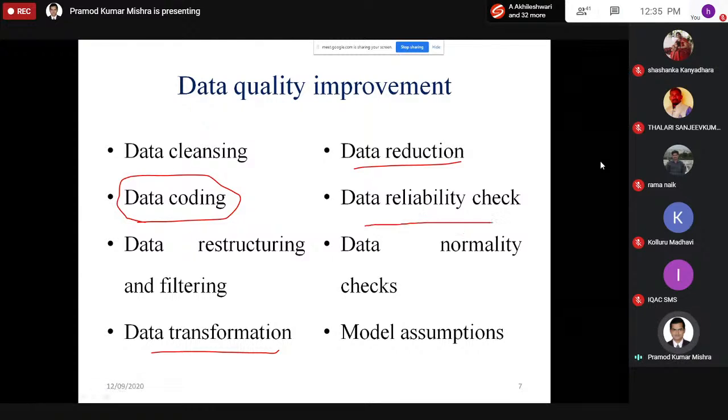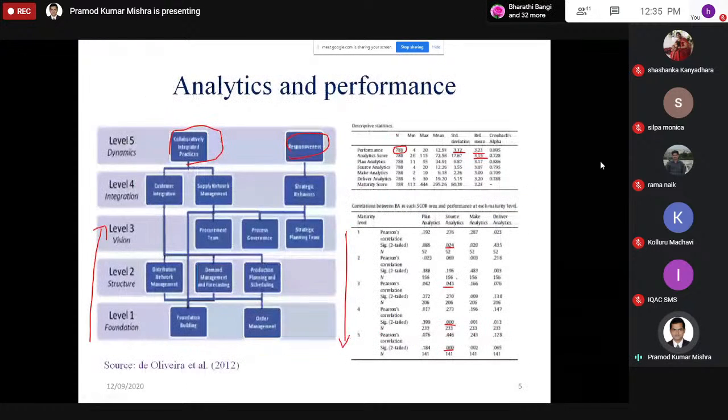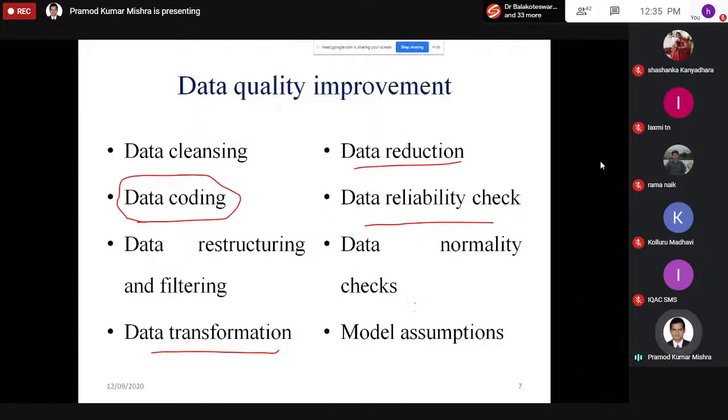And here you have the reliability check. Reliability check is nothing but what I've shown you here. There is one Cronbach's alpha. This is one thing that we can calculate. This says the internal consistency of the items, right? Then you have the normality check.